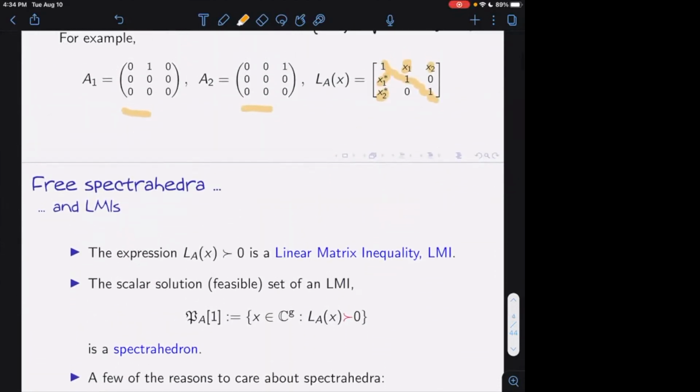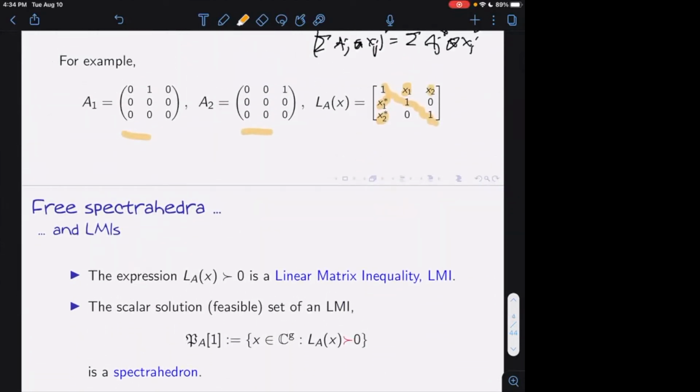And then this expression, L_A(X) positive semi-definite, that formal expression is what I think of as a linear matrix inequality. And then, of course, we're interested in actually instances where this inequality holds.